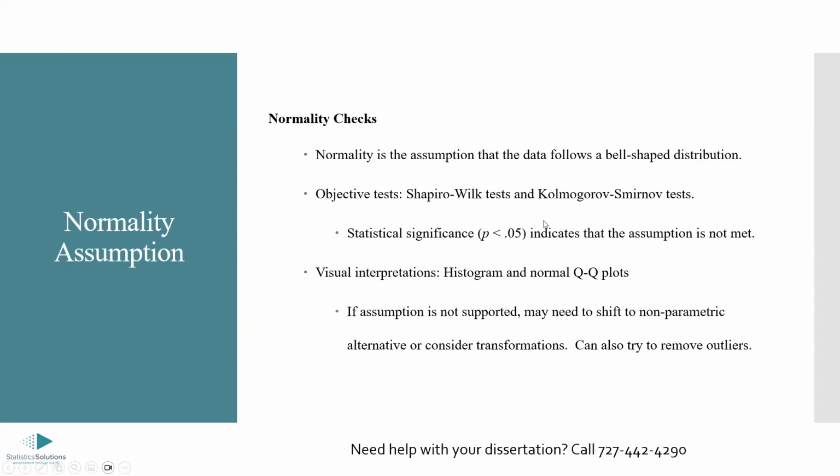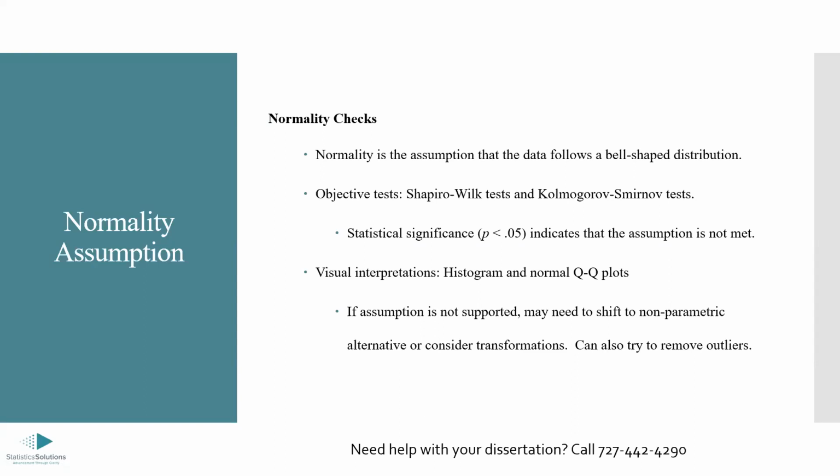All right, so first we will look at what is probably the most common and prevalent assumption, which is normality. So normality is the assumption that your data is following a bell-shaped curve or a bell-shaped distribution. There are many ways to check for normality. So this is one of those things where you'll have to speak with your committee. They probably have a preference. Your methodologist or your chair may have a preference for what method you use to check for normality.